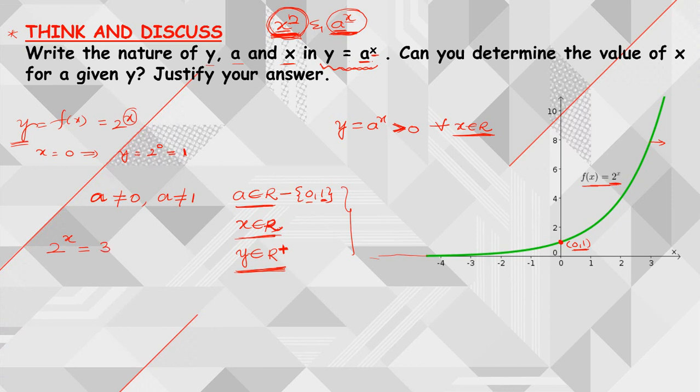Now suppose I say 2 power x is equal to 3. Let me explain with an example. What do you know? 2 power 0 is equal to 1, 2 power 1 is equal to 2, 2 power 2 is equal to 4. Next, 2 power 3 is equal to 8, 2 power 4 is equal to 16, 2 power 5 is equal to 32, 2 power 6 is equal to 64. Likewise we are going to have the values.